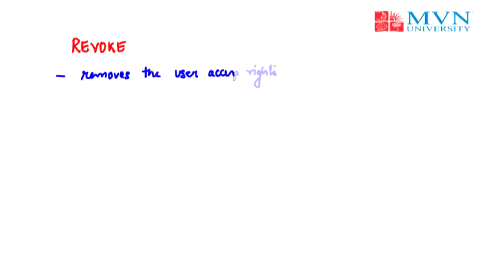So next we have revoke command. Privileges once given can be denied to a user using the revoke command, or you can say the revoke command removes the user access rights or privileges to database objects. Now, the object owner can revoke the privileges granted to another user. A user of an object who is not the owner but has been granted the grant privilege has the power to revoke the privileges from the grantee.